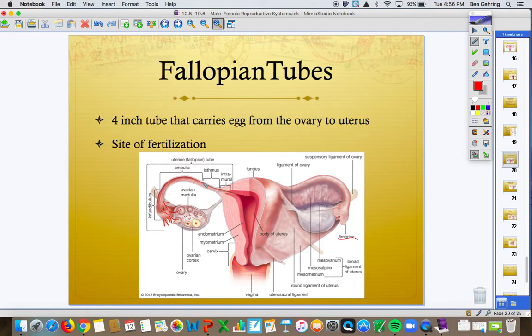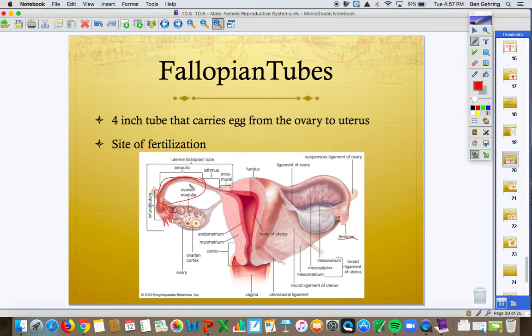This is where the egg will most likely become fertilized. So this is where fertilization happens most of the time, in your fallopian tubes. And so sperm will join with the egg. You will now have a diploid number of chromosomes, meaning you'll have 23 pairs instead of just 23. And your fertilized egg, or your zygote, will then finish and pass on to your uterus, which we're going to get to.